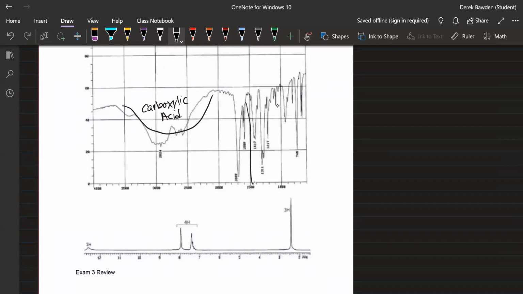And then there's not a whole lot in here, but that's 1,600, so we know that's a C double bond C. I apologize for the blurriness. Okay. So we know we have carbon-carbon double bonds, and we have a carboxylic acid. That's what we pull from our IR spec. All right.